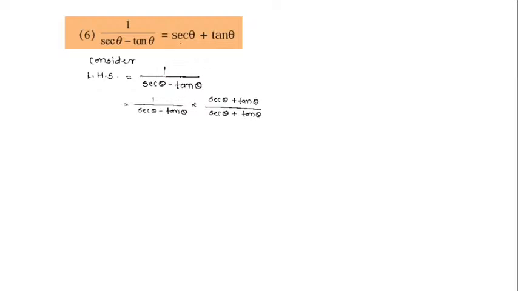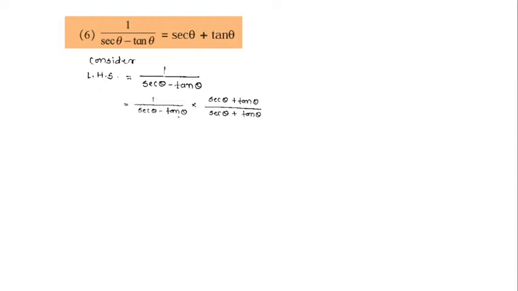To prove this, we multiply the numerator and denominator by the conjugate of the denominator. The denominator is sec theta minus tan theta, and its conjugate is sec theta plus tan theta. We have to multiply both the numerator and the denominator, because for any fraction we cannot multiply just the numerator or just the denominator. If we multiply, we must multiply both, so that the value of the fraction remains the same.